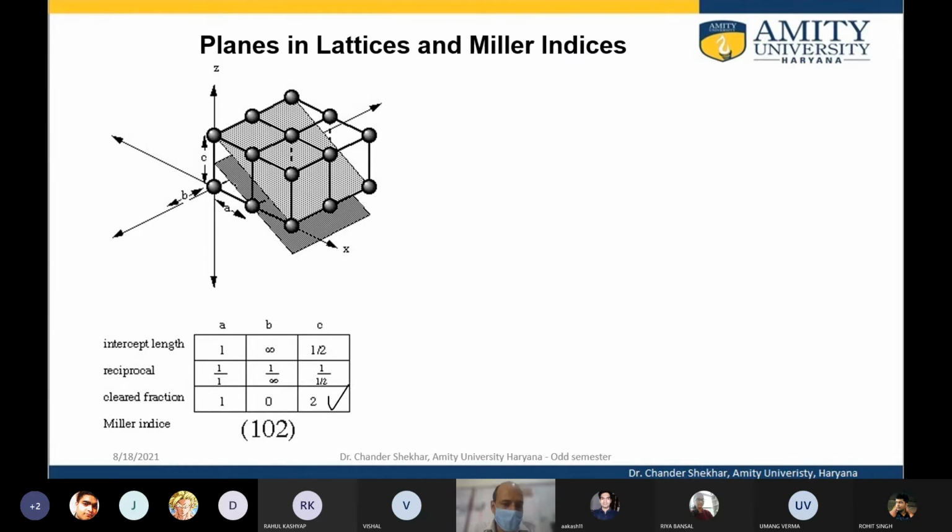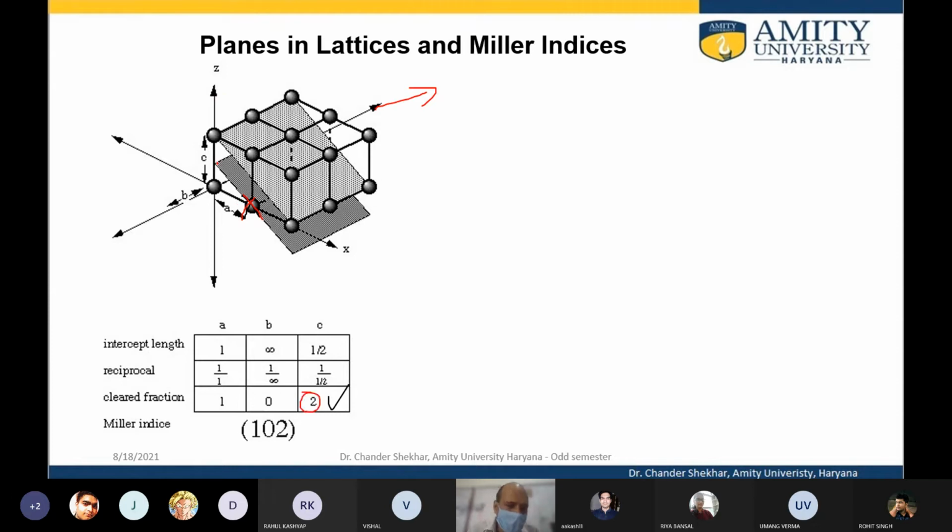We have taken 1 0 2 here. So 1 means along the x-axis this plane intersects at a unit edge length. The k value is 0, that means it is parallel to the y-axis. It doesn't intersect the y-axis, so this is the y-axis, it is parallel to it, and along z it intersects at 2.